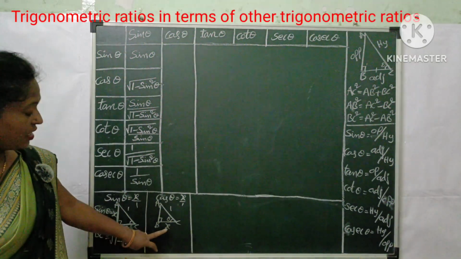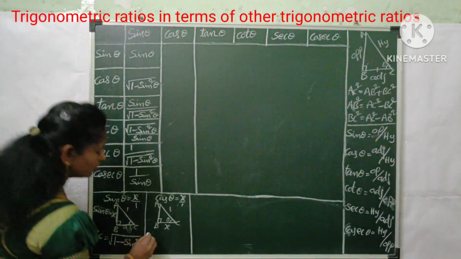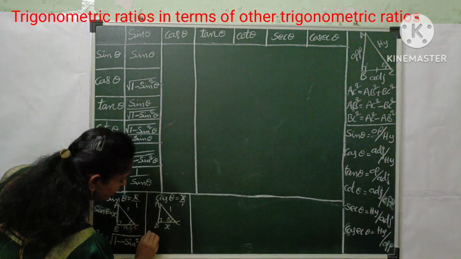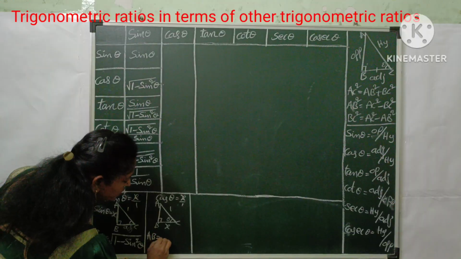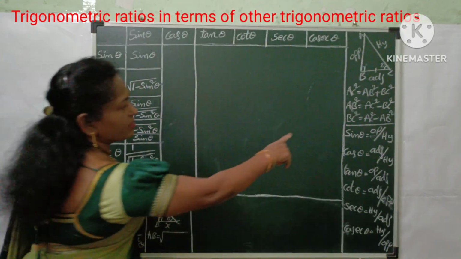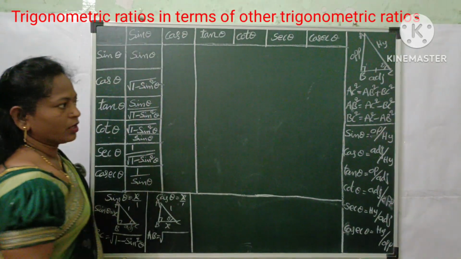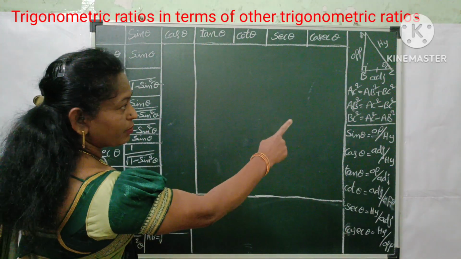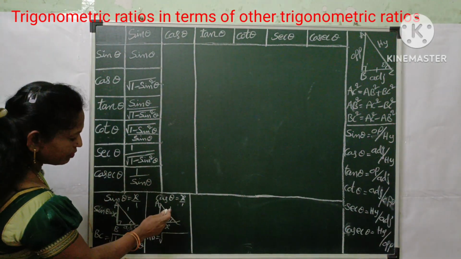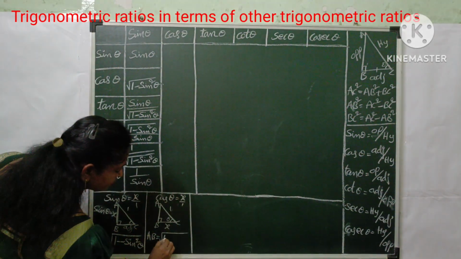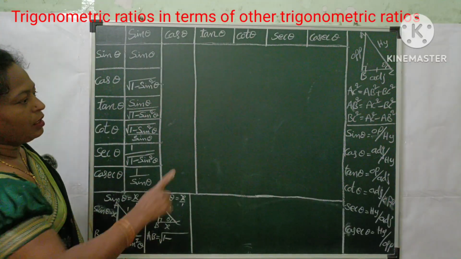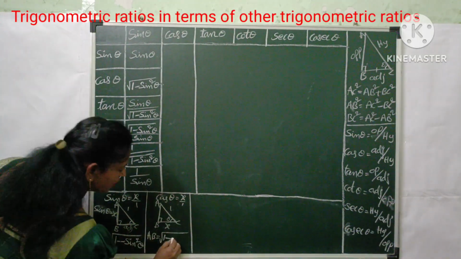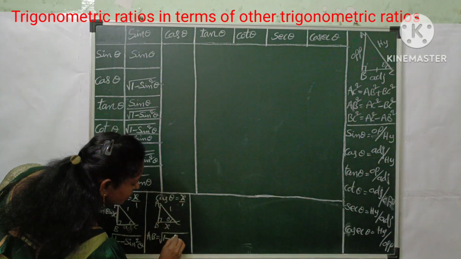Right. Here BC x means cos theta. So we need to find AB. AB equal to square root of AC square minus BC square. Here AC square means what? 1, no? Minus BC square is x. X means cos square theta.